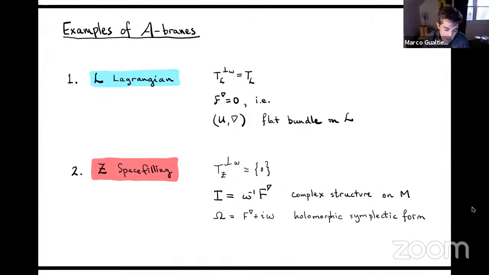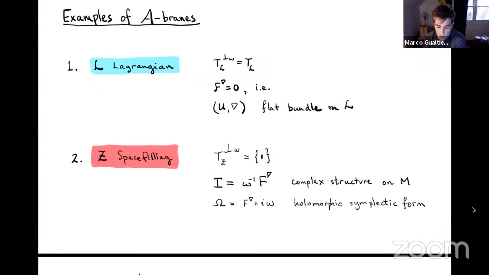Okay, the other extreme example is when we have a space-filling brane. So that means that the coisotropic is just the whole space, the whole symplectic manifold. In this case, the symplectic orthogonal is just 0. And so that means that the reduction is just the identity map. And therefore, the condition is that if I invert the symplectic form and combine it with the curvature, this must be a complex structure. So in particular, this curvature has to be non-degenerate, and the combination must be holomorphic symplectic. So this means that the only way that you could have a space-filling brane is if your symplectic manifold was secretly holomorphic symplectic. That's the only possible way you could get a space-filling brane.